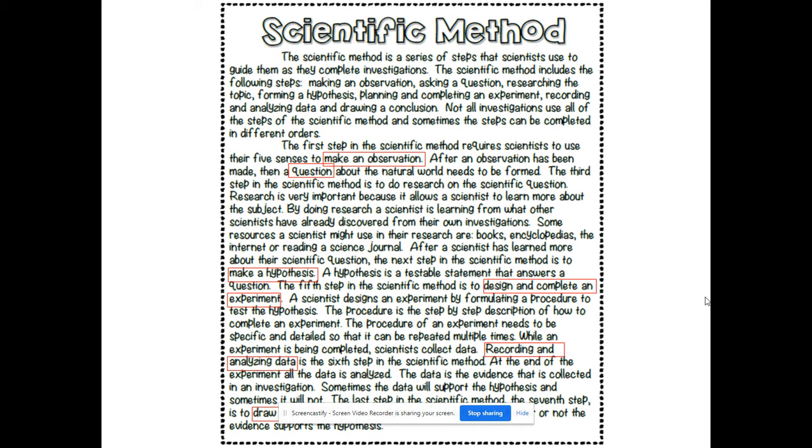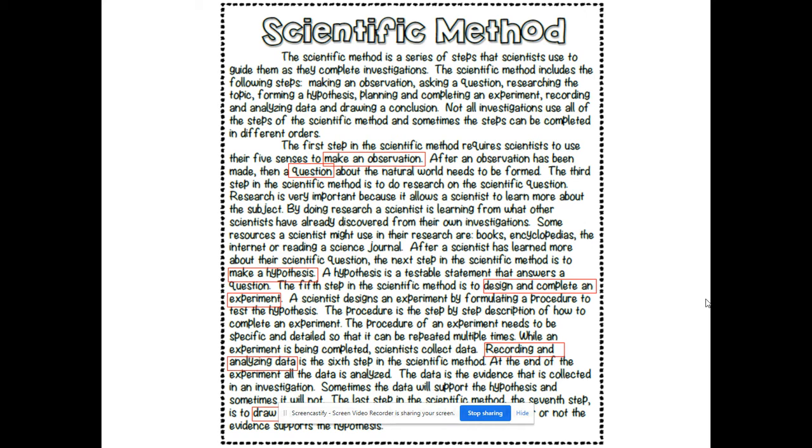Not all investigations use all of the steps of the scientific method, and sometimes the steps can be completed in different orders. The first step in the scientific method requires scientists to use their 5 senses to make an observation. After an observation has been made, then a question about the natural world needs to be formed.